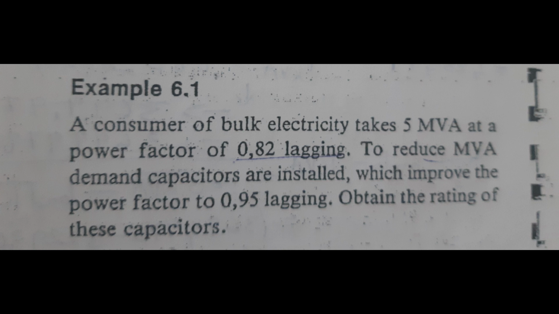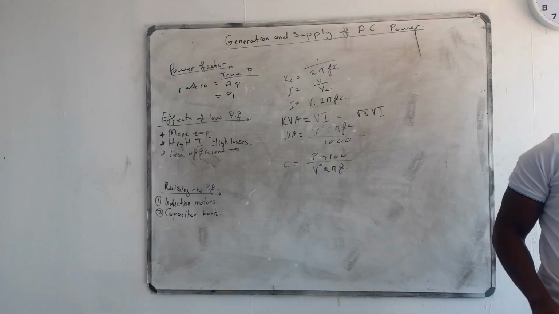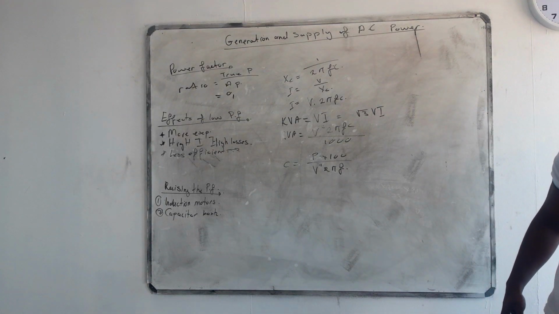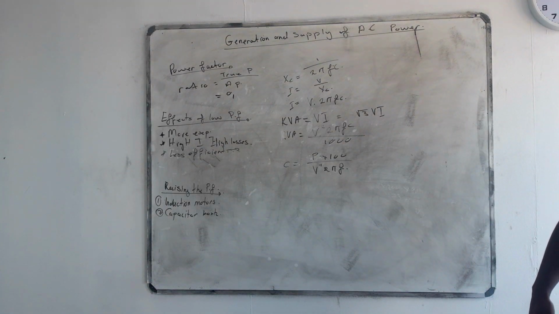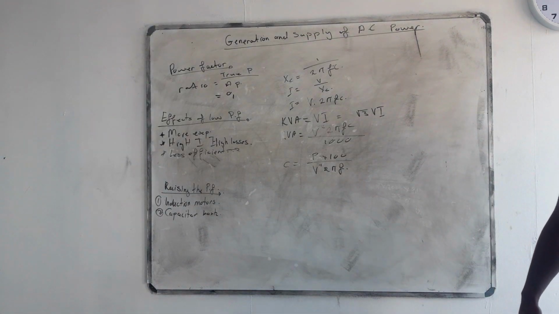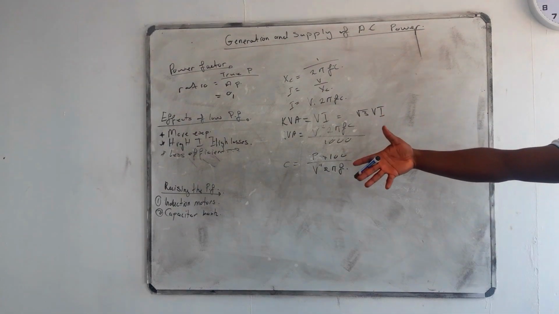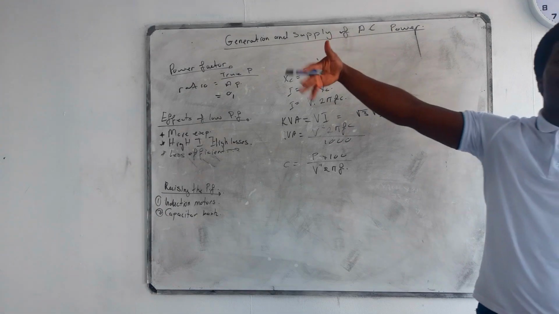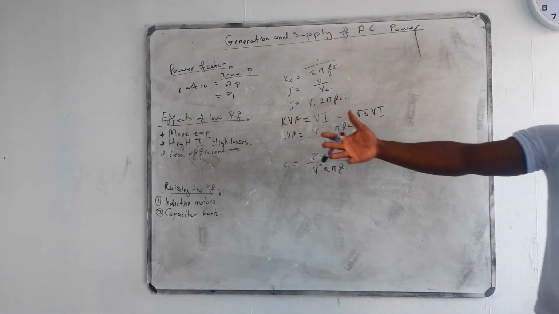To reduce the megavolt demand, capacitors are installed, which improve the power factor to 0.95 lagging. Now, obtain the ratings of these capacitors. The consumer is the one that needs 5 megavolt amperes, so the load is 5 megavolt amperes. But then you use the capacitor bank to help fix it, or to help fix the losses.